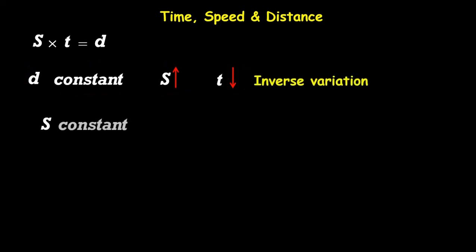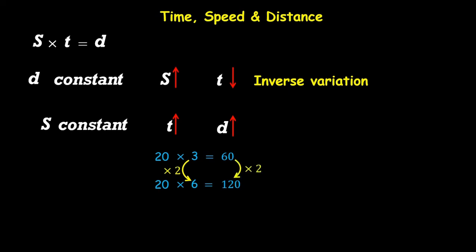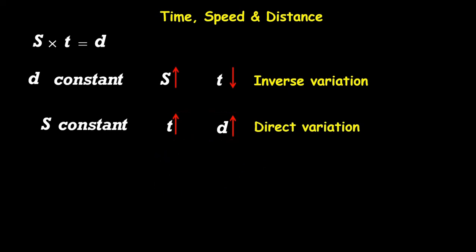What happens if speed is constant? If speed is constant and time is scaled up by a factor, then the distance will also be scaled up by the same factor. 20 times 3 is 60 and 20 times 6 is 120. When t is multiplied by 2, then the d is also multiplied by 2. This is called direct variation.